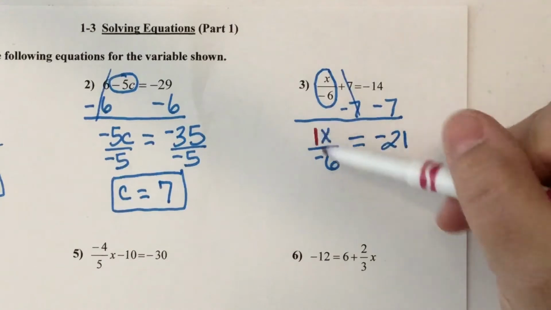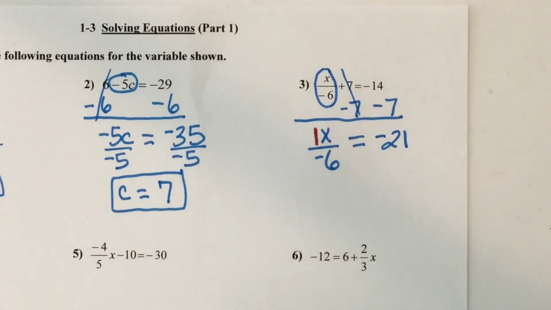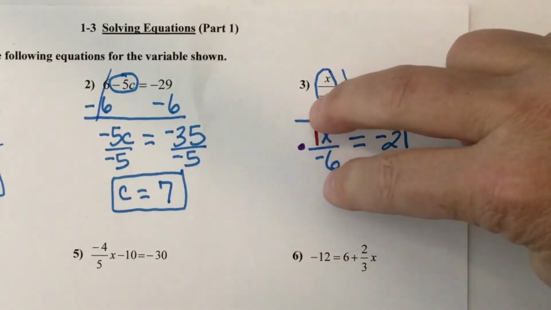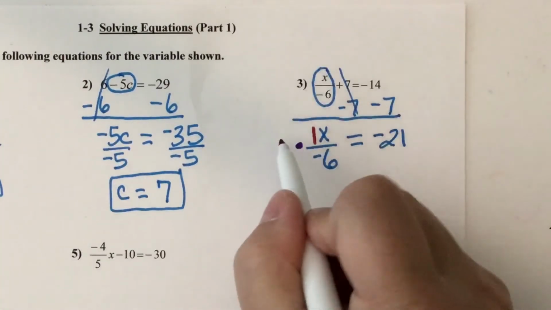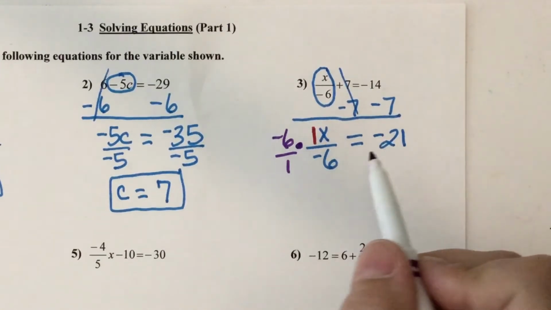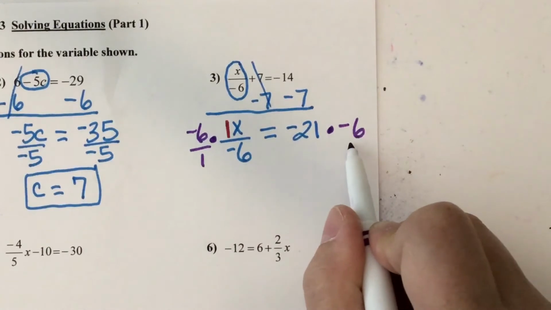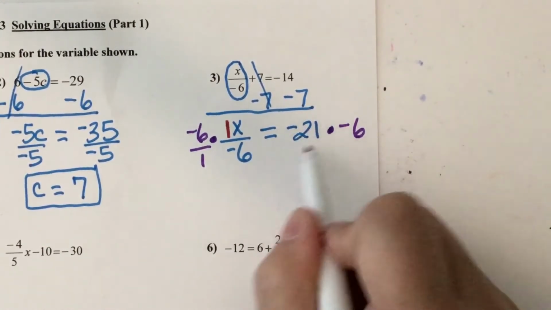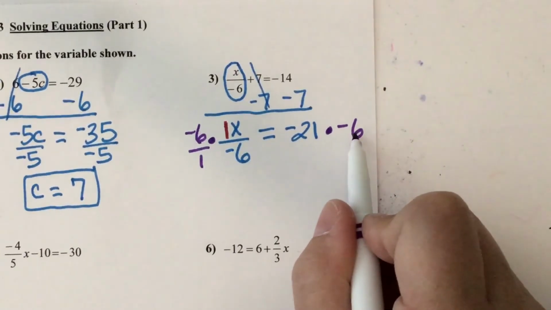So to get rid of this fraction that's multiplied with the variable, we will multiply by the reciprocal. So the reciprocal is what you get when you flip the fraction over. So if I flip this fraction over, I get negative 6 over 1. And if I multiply this side by negative 6 over 1, I have to multiply this side by negative 6 over 1. But over 1 isn't necessary to write, especially since this isn't a fraction.